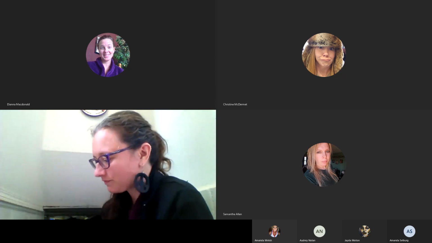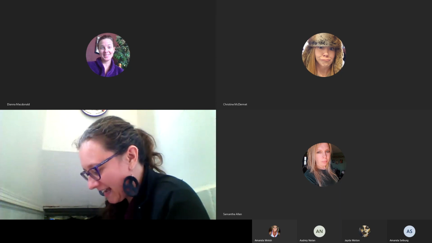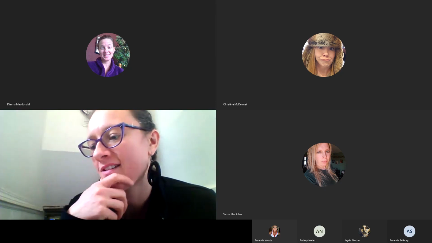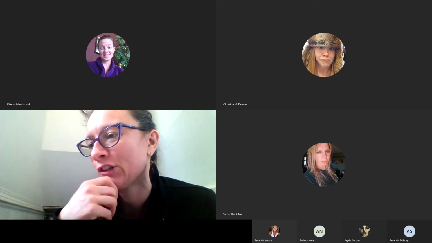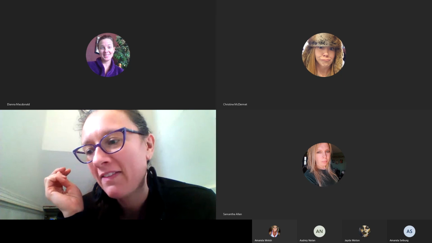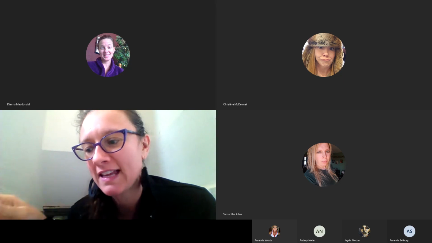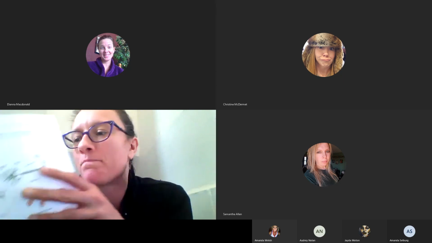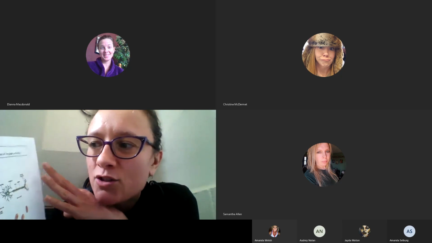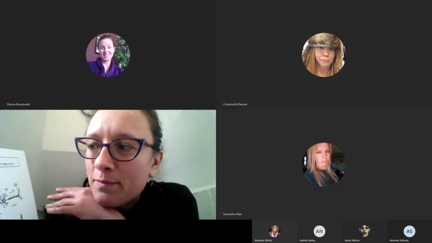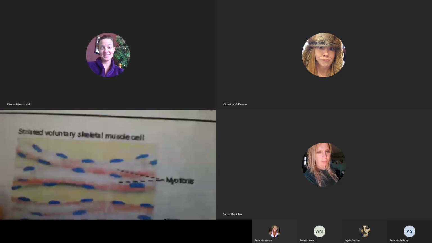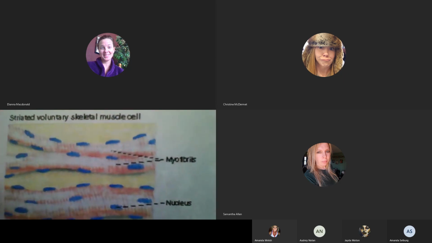So here is a picture of some muscle cells, particularly the skeletal muscle cells, and then the smooth muscle cells and the cardiac muscle cells. So first is the skeletal muscle cell. So this is a striated cell type that's in your voluntary muscles. So you can choose when to move these ones. Generally, they look more like this.